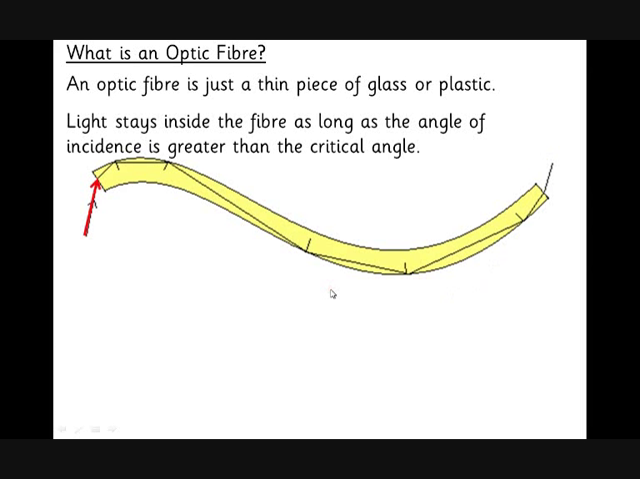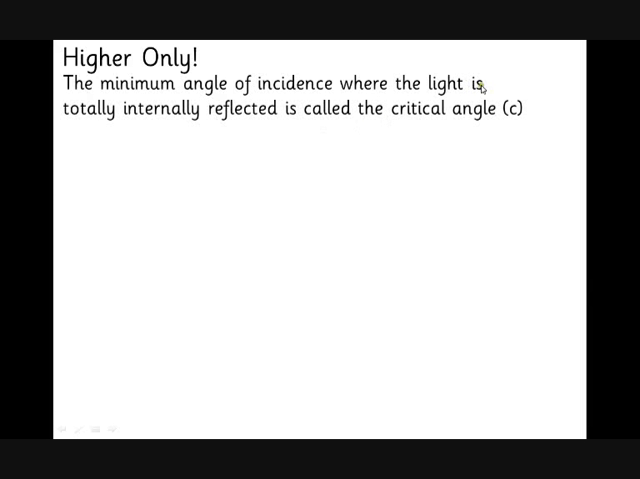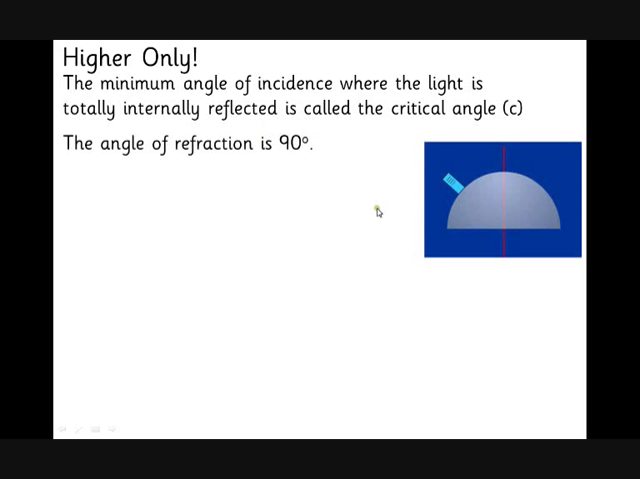Okay, just one last little higher piece. We need to be able to actually think about how big that angle is, and we give that angle a name. It's called a critical angle. Okay, and this is the minimum angle of incidence where the light is totally internally reflecting. So that gives us an angle of refraction of 90 degrees. We can clear this up again with this diagram. So there goes the beam. Okay, it's refracted at 90 degrees. If this angle gets any bigger, all of the light will be reflected. If this angle gets any smaller, the light will be refracted.